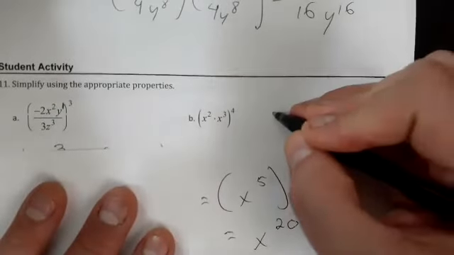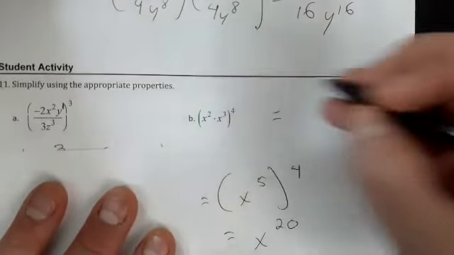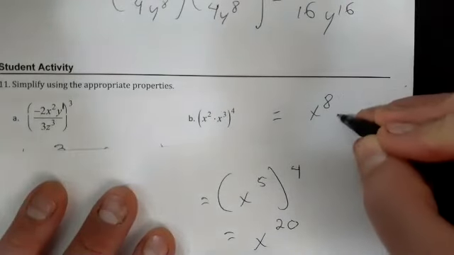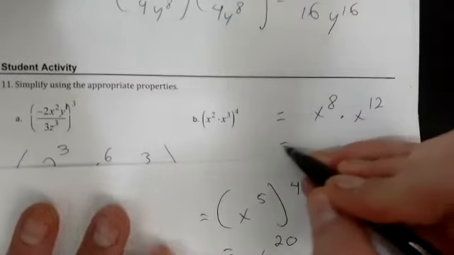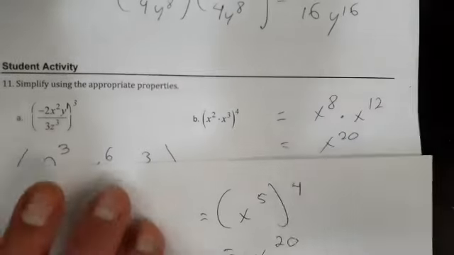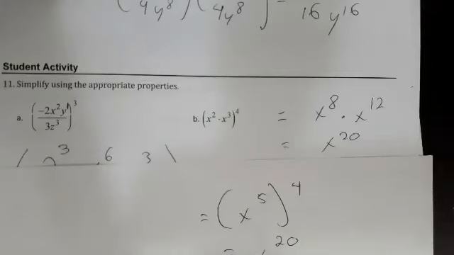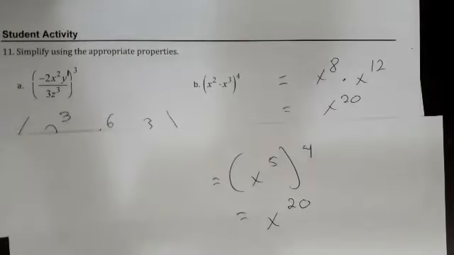Another way I can think about it is you can actually distribute this. X to the 8 times x to the 12. Will that also give you x to the 20? I believe it should. So either way, you can get x to the 20th on this guy. Okay.